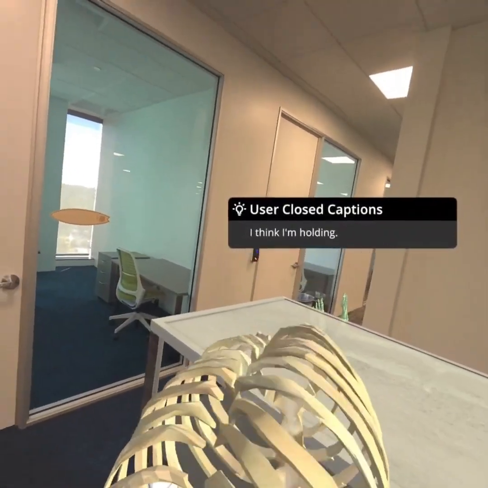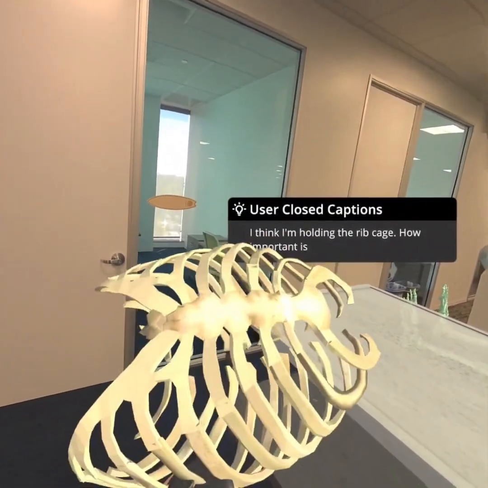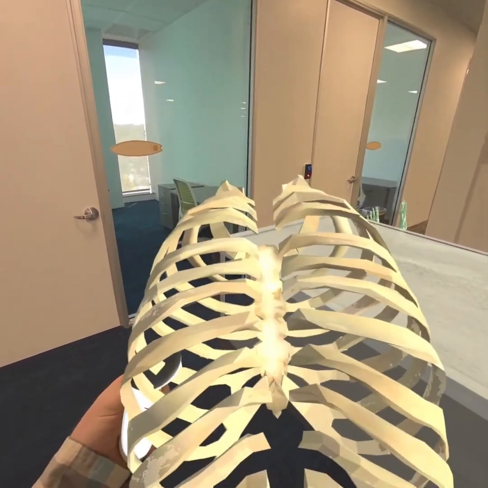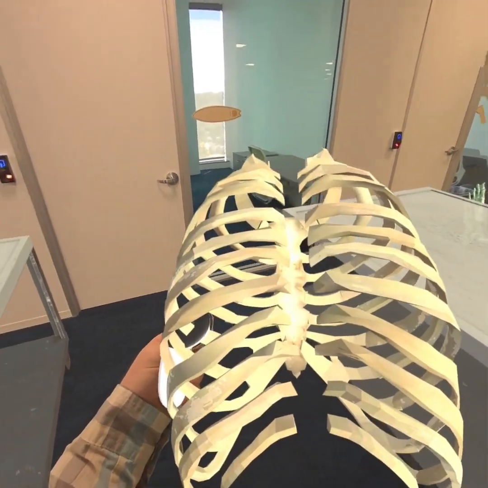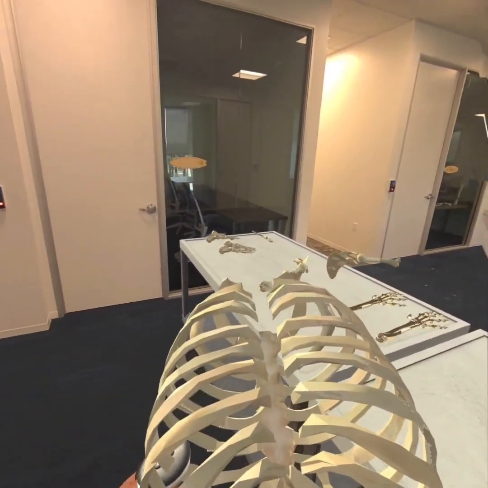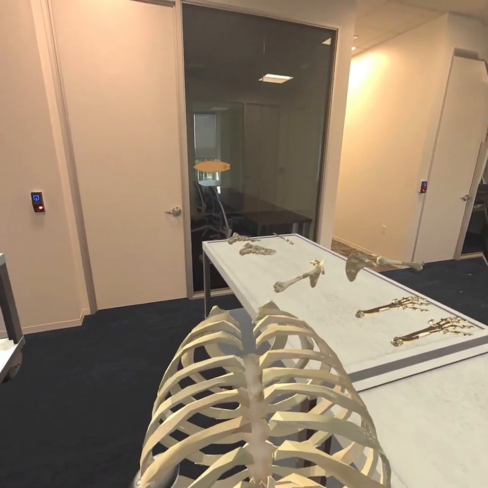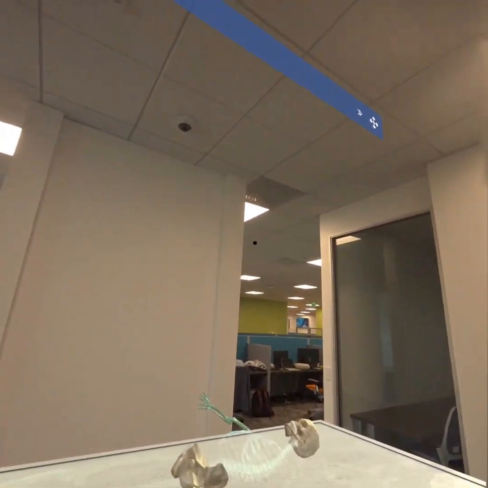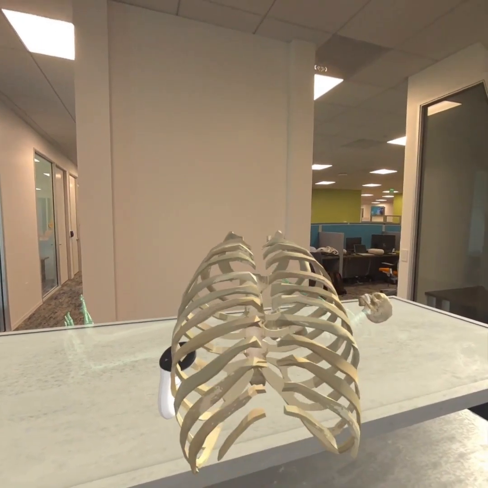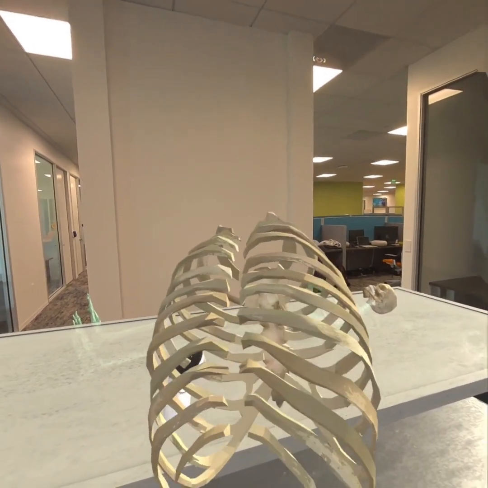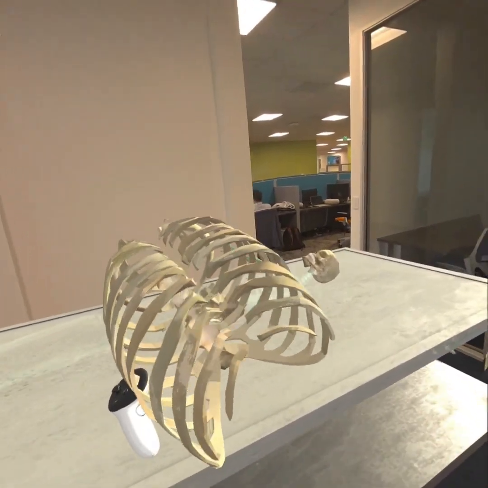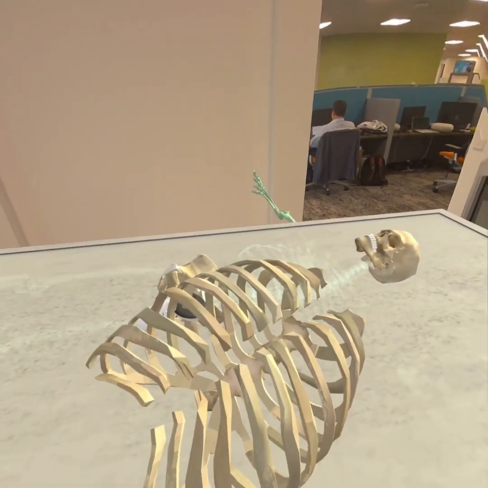I think I'm holding the rib cage. How important is this structure to the human body? The rib cage is extremely vital to the human body. It primarily serves two important roles: protection and support. Firstly, the rib cage works as a shield for important organs like the heart and lungs from external damage. Secondly, it provides a rigid structure for the attachment of muscles involved in respiration, position holding, and locomotion. Now, let's proceed with the assembly, shall we? The rib cage should connect nicely with the spine.